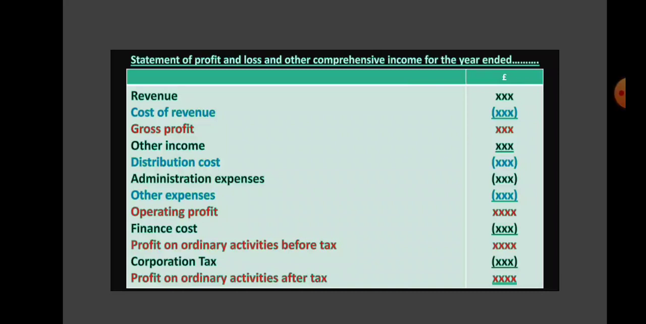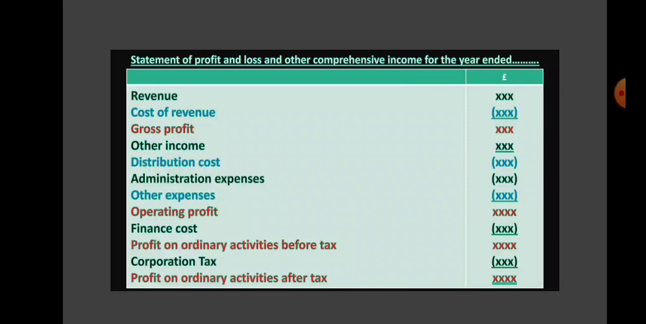Then after adding the income and deducting the expenses, we would be arriving at the operating profit. Operating profit is the profit before interest and tax. The next one you can see is finance cost. Finance cost is the cost of serving the debt. It means when we borrow some money, we need to pay interest. So the interest that we pay is the finance cost.